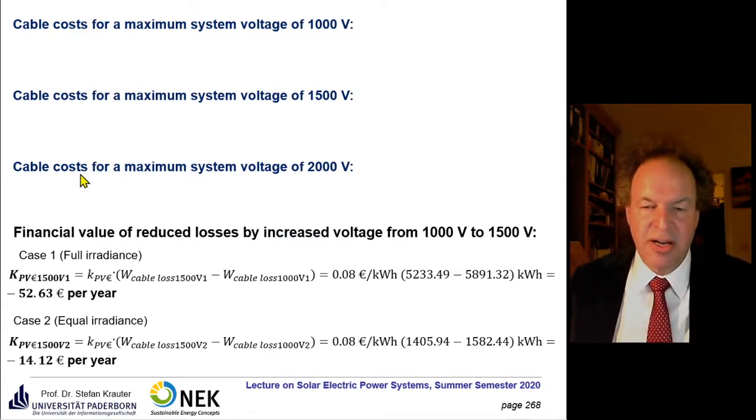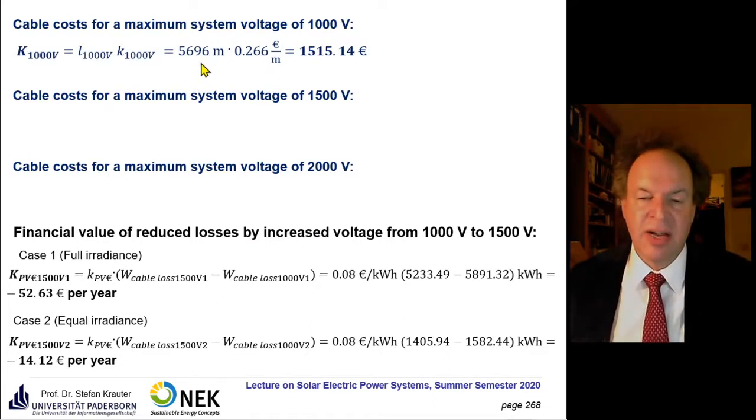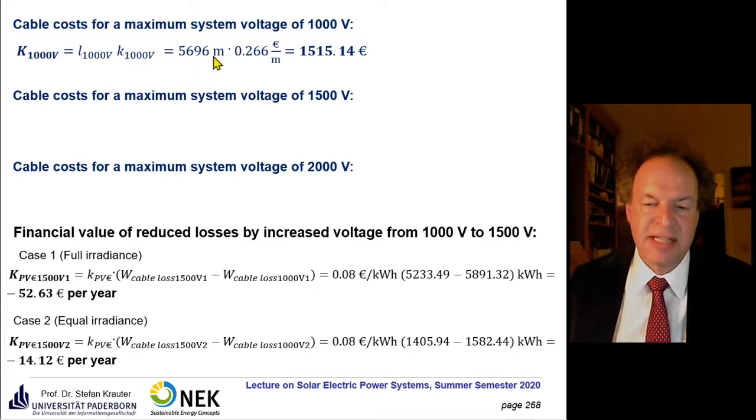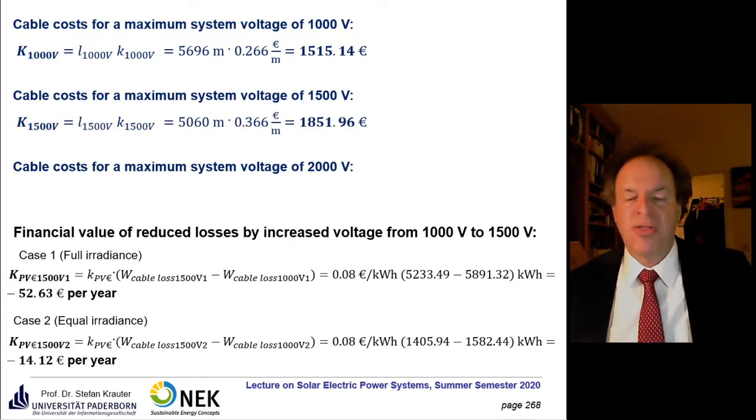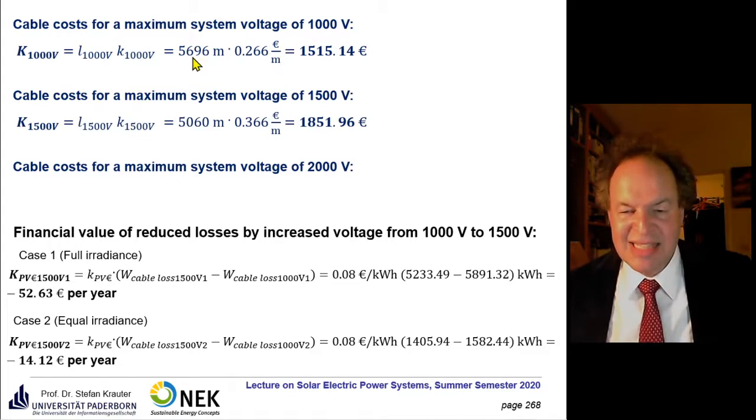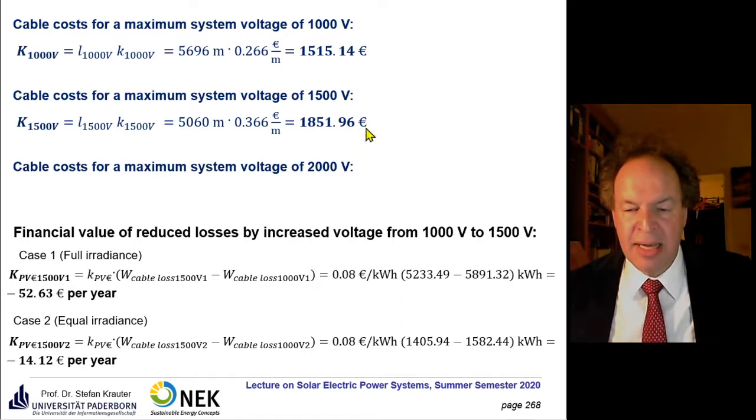So those are the total cable costs for all the wiring needed for our 1 megawatt power plant. For 1000 volts, we have a length required of 5,696 meters, and that's the specific costs. So we have a total cost of 1,515.14 euro. And for the 1,500 volts, we need less length, but due to the higher insulation costs, we have an elevated price for all of that. On the other hand, we should have less losses, and let's see whether it compensates.